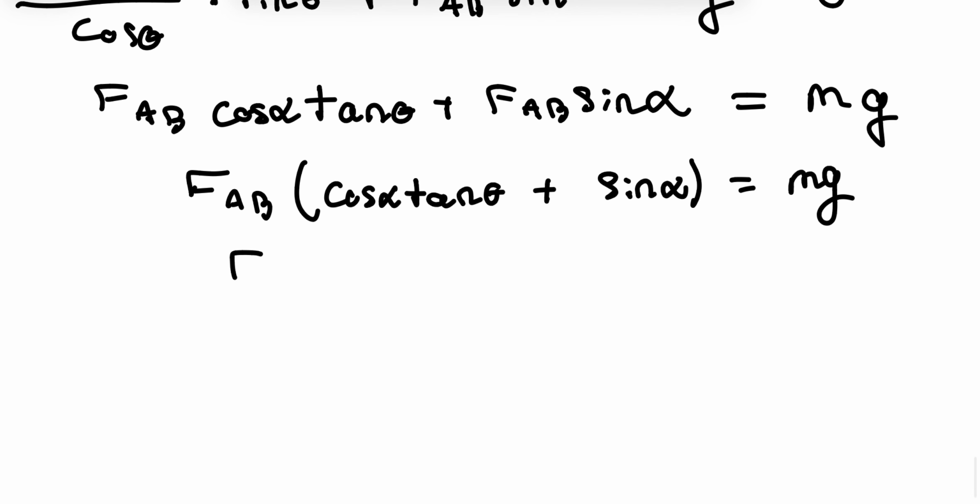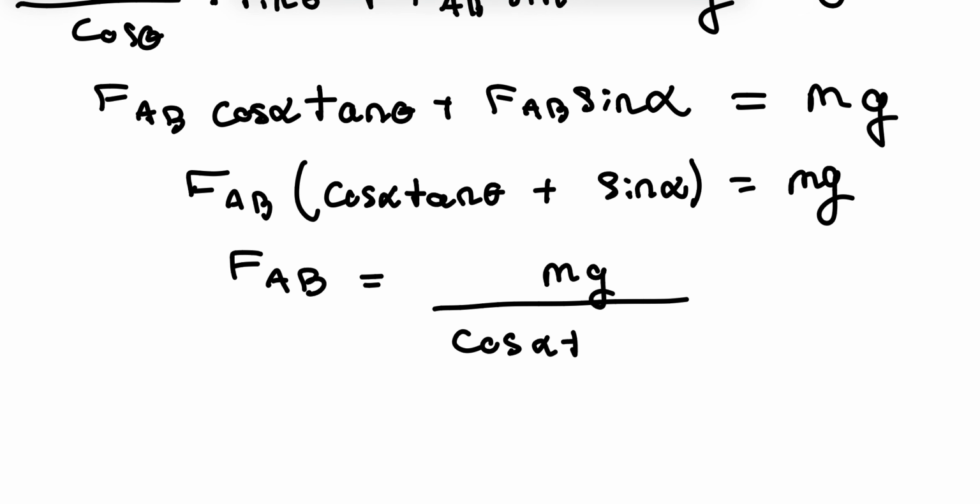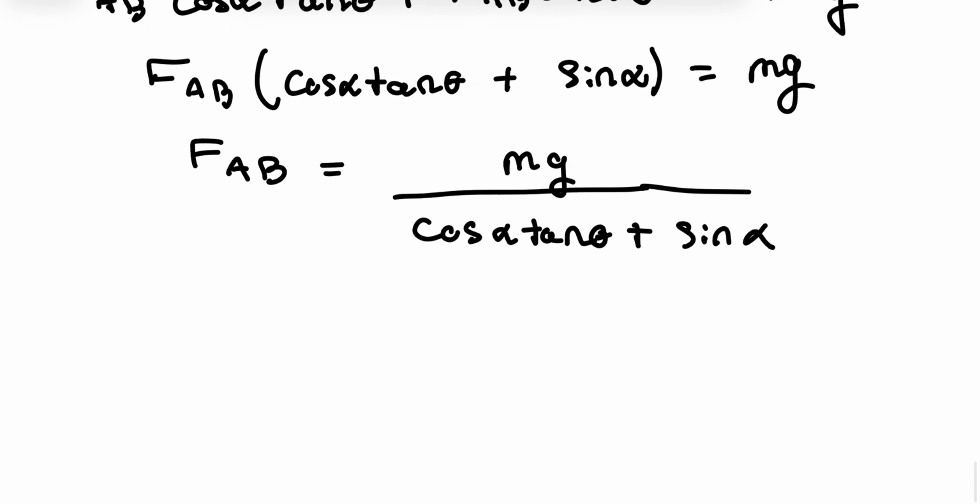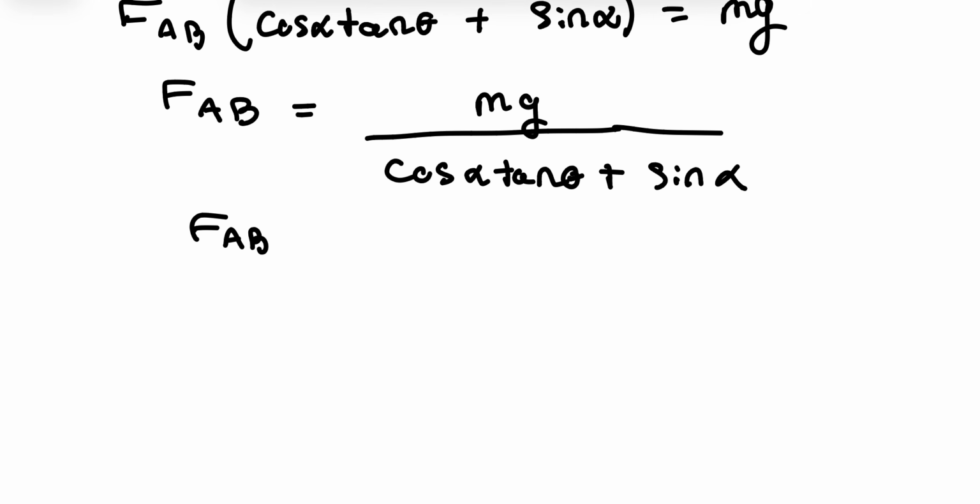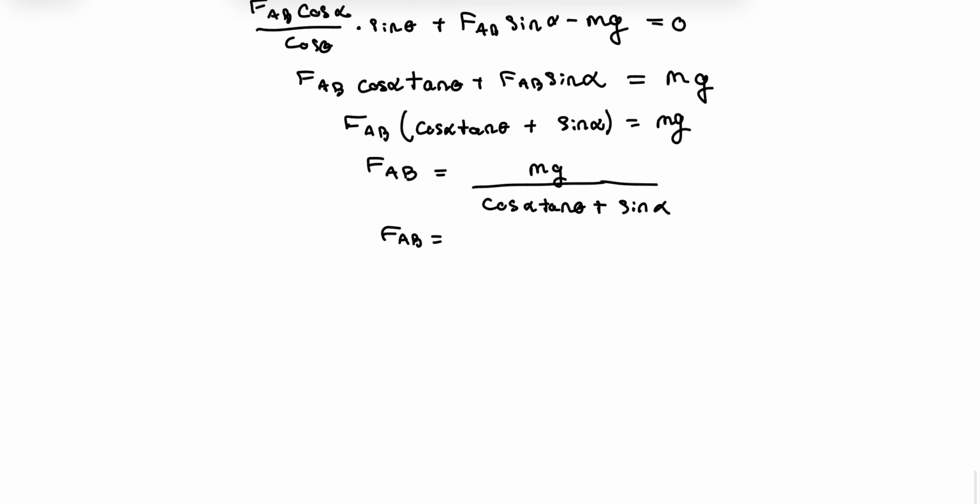So to solve for the force acting in cable AB, all we do is simply divide mg by this part of our expression here. So we're going to have FAB is equal to mg divided by cosine alpha tangent theta plus sine of alpha. So using this equation, we can directly solve for FAB now.